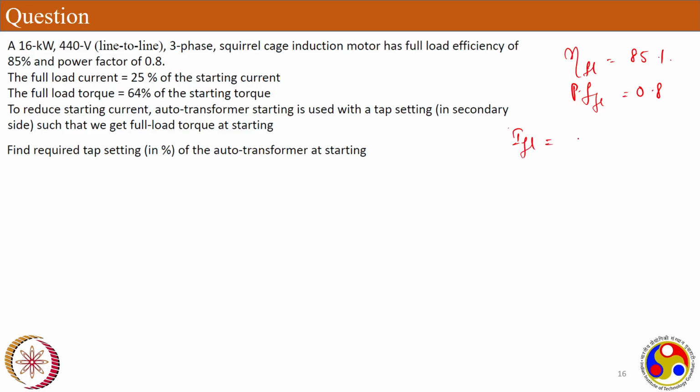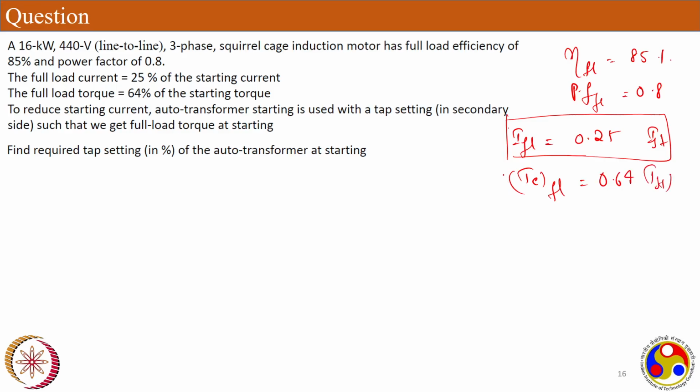Full load current is equal to 0.25 of starting current. Okay, this is one relation we were given, and the full load torque is equal to 64% of the starting torque. This is another one. So to reduce the starting current, definitely auto transformer starting is used with the tap setting such that we get full load torque at the starting.